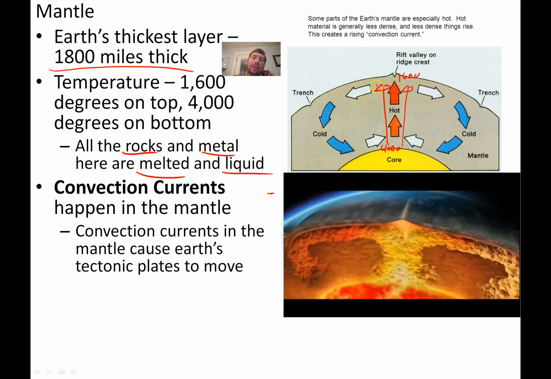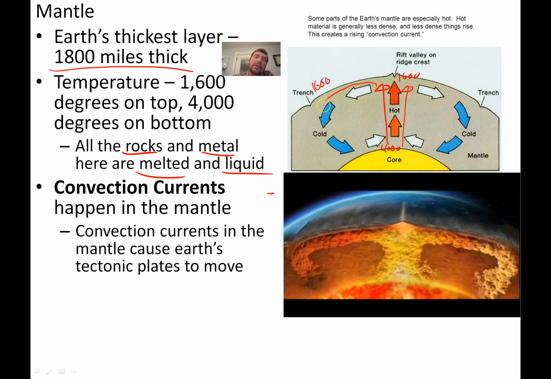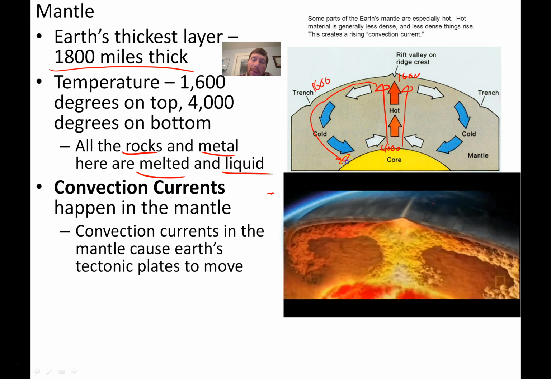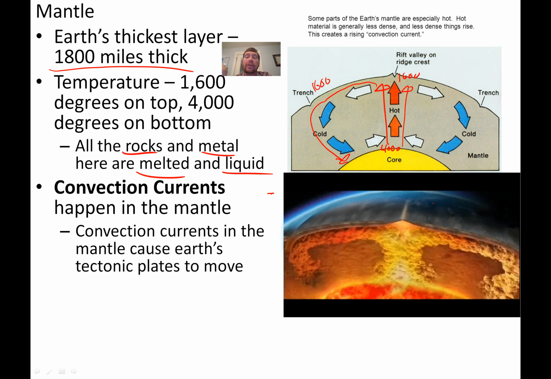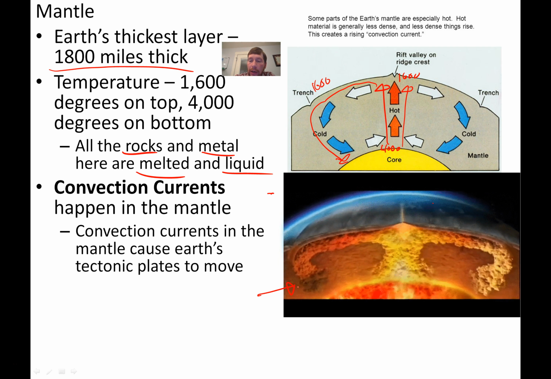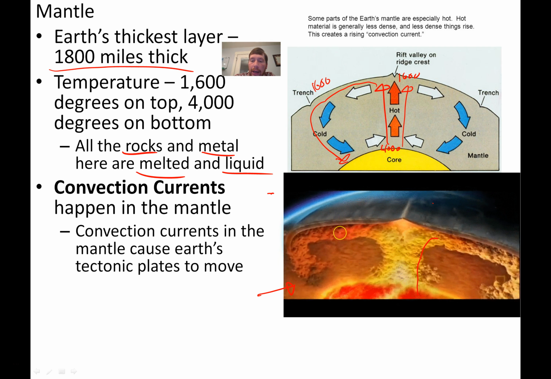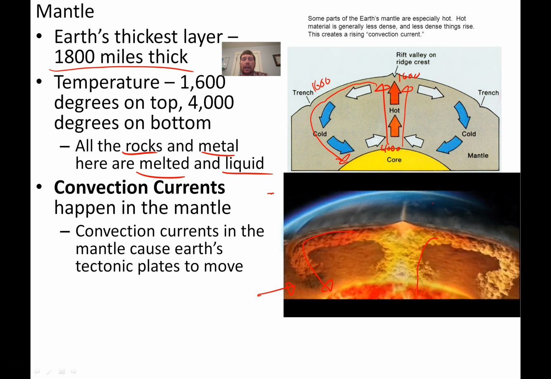When they get up to the crust, they start to cool down, and they're going to cool down to 1,600 degrees, and then they're going to sink, because when something gets cold, it sinks. It's going to come back down to the core, get reheated by the core, and it is going to rise up again. And we call this a convection current. You can see this in this animation right here. You can see the stuff getting heated up by the core and rising up, and then it comes up here and cools down, and it's going to fall back down to the core and get heated up again.